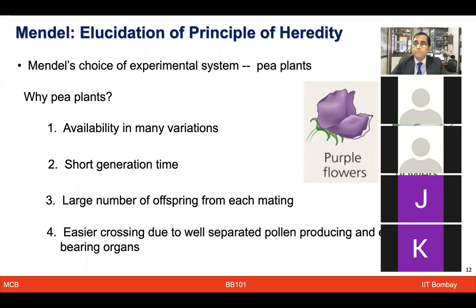So many scientists who work in the plant area choose Arabidopsis thaliana, one of the mustard family plants, because this plant's sequence is known. Its generation time is very fast. A lot of seeds can be generated, and you can do many experiments in that.